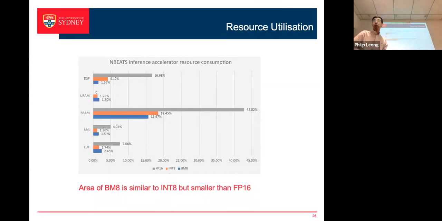So this is the particular, is it ResNet 32 or which? So this is NBeats. This is the time series predictor. So mainly fully connected layers. Okay. Yeah. So from this analysis, we concluded that the area of block Minifloat 8 is similar to INT8, but smaller than FP16, which is the one in gray.